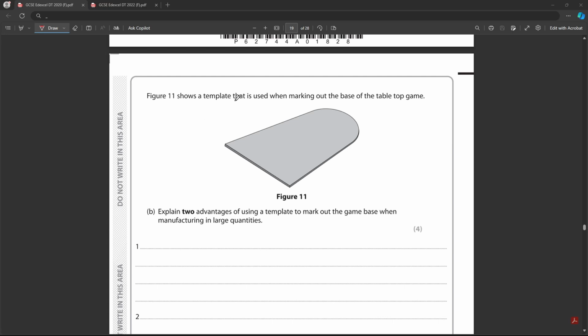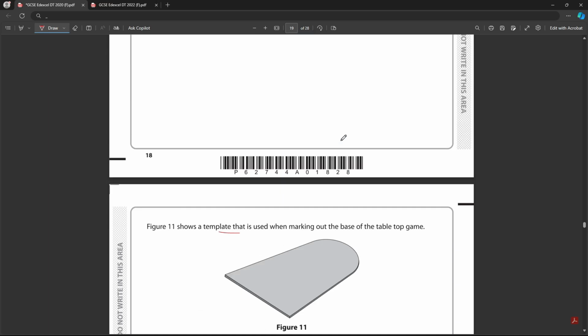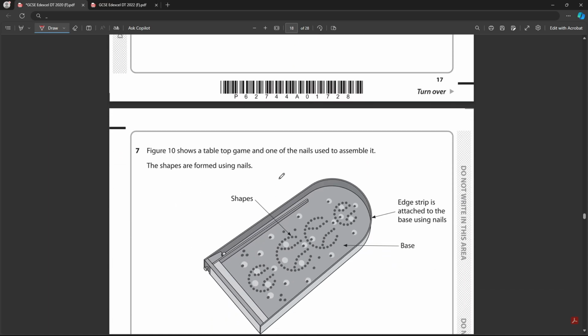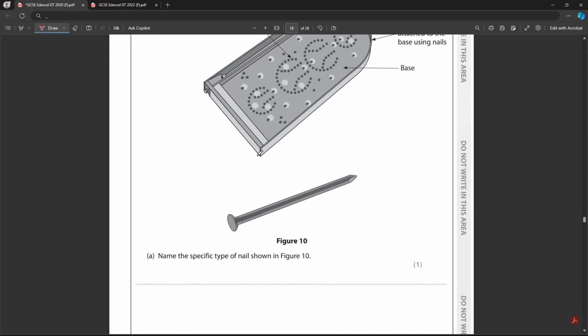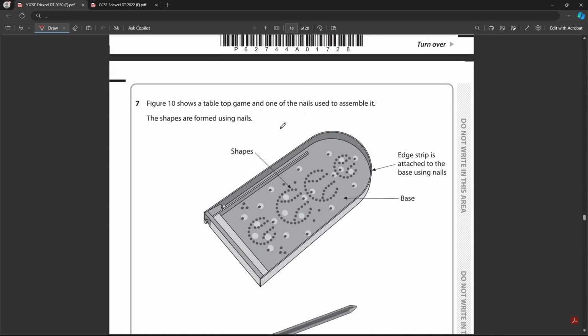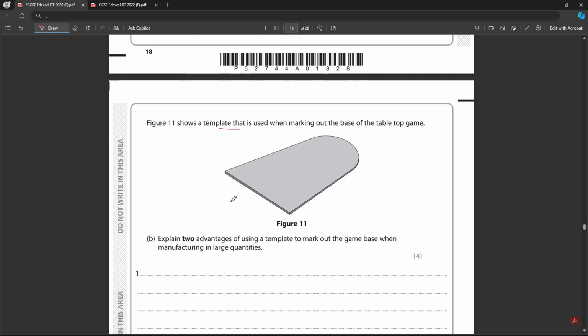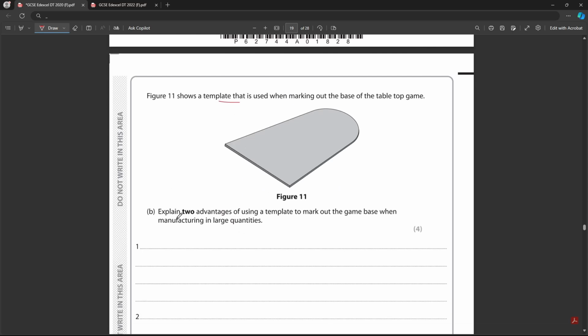So, figure 11 shows a template that is used when marking out the base of the tabletop game. Let's have a look at what this game is. It looks like this. So this is the whole picture of the game. That shape there. Does it say what material it is? No, it doesn't. Okay. Explain 2 advantages of using a template to mark out the game base when manufacturing in large quantities.